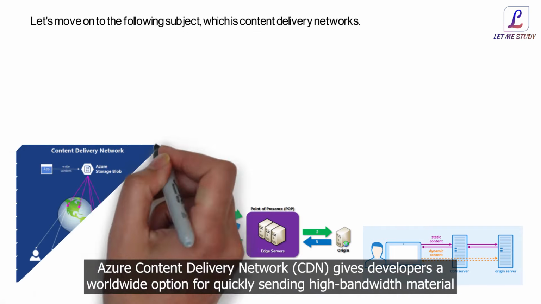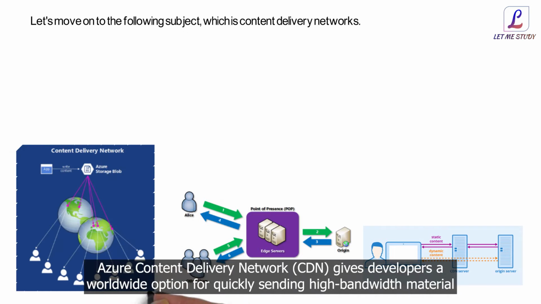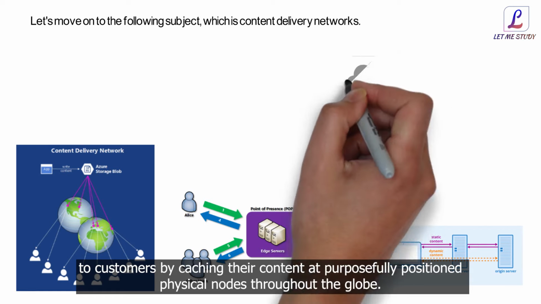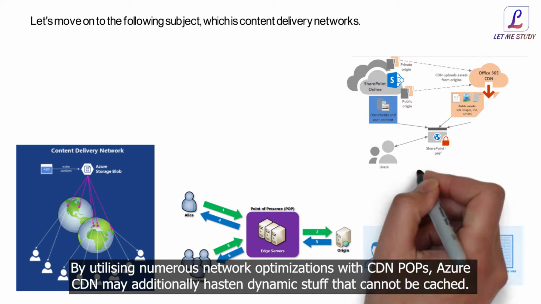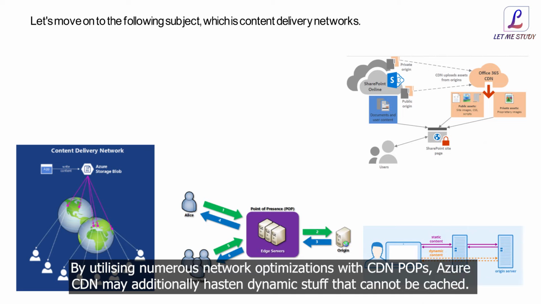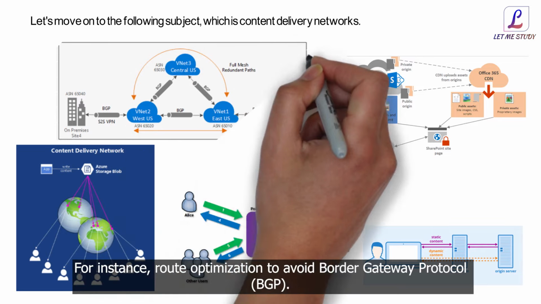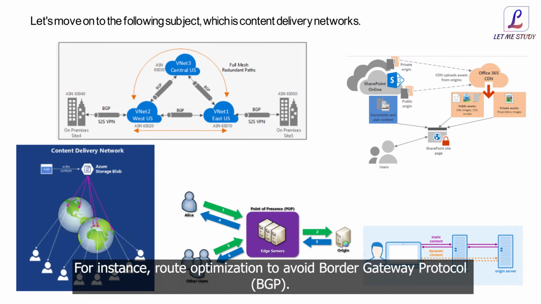Azure Content Delivery Network (CDN) gives developers a worldwide option for quickly sending high bandwidth material to customers by caching their content at strategically positioned physical nodes throughout the globe. By utilizing numerous network optimizations with CDN POPs, Azure CDN may additionally speed up dynamic content that cannot be cached. For instance, route optimization to avoid Border Gateway Protocol (BGP).